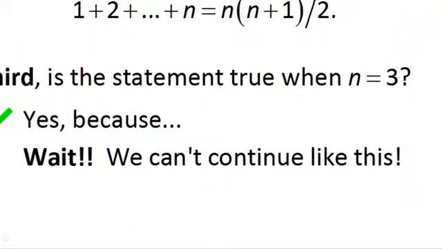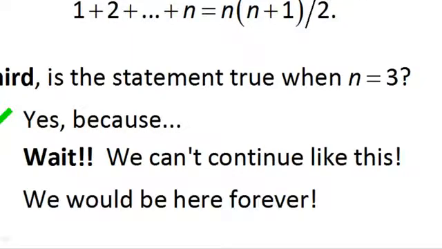But we can't keep going on like this, because it's going to get us nowhere. Because what we really want to do is prove that the statement holds for all natural numbers n. And since there are infinitely many natural numbers, we would be here forever if we tried to check all of the natural numbers one by one. So obviously we need a different method.